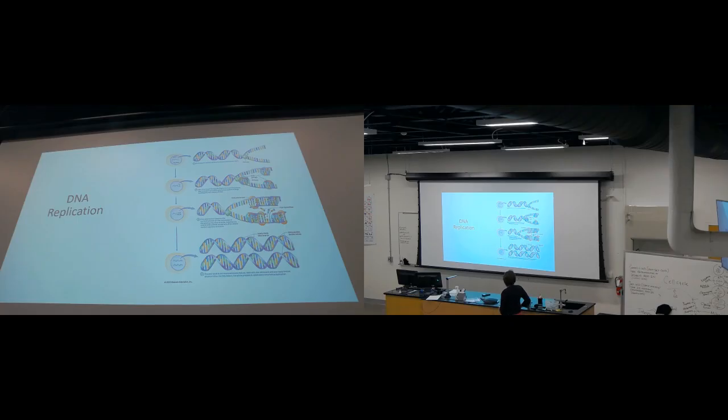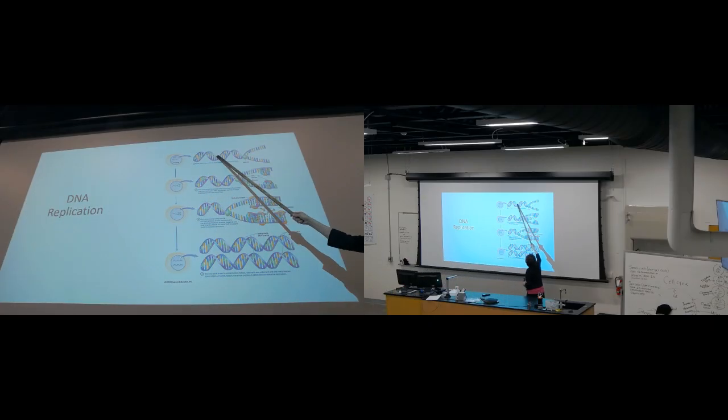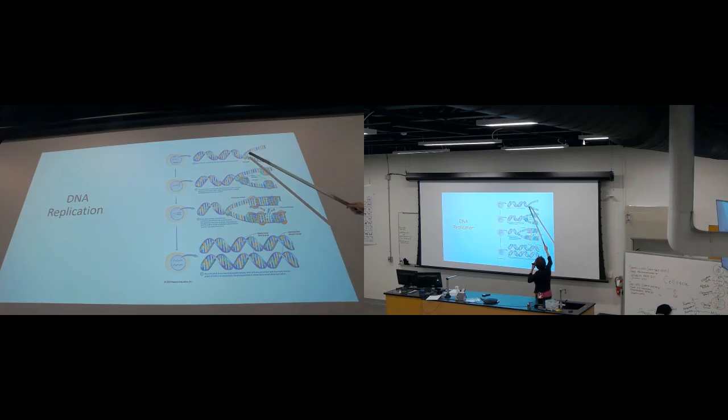Now for DNA replication. So you have to split or separate these strands of DNA. If you remember, DNA has two strands that intertwine like a helix, and here you have your nucleotides. So in order to expose these nucleotides, you have to separate them with an enzyme that is called helicase.